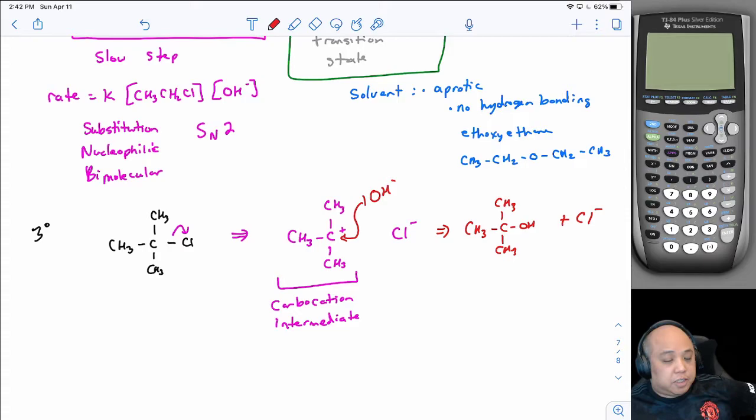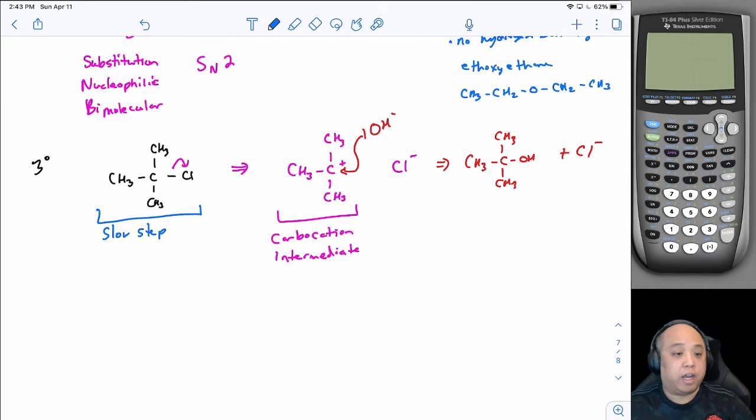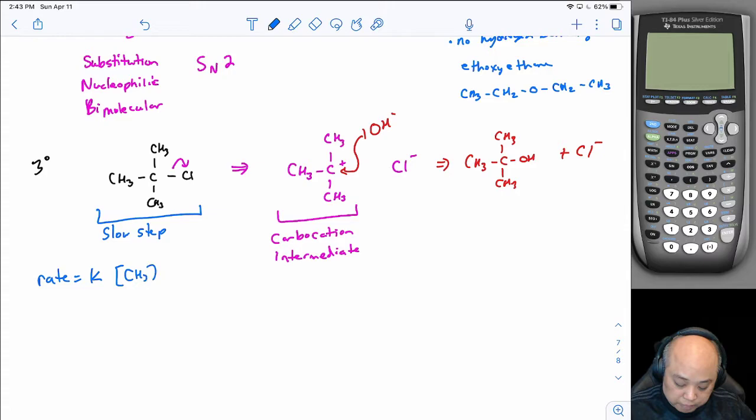Now, in this process, it's kind of a two-step process. You break off the chlorine, and then the OH attacks. But the OH will attack very quickly as soon as the positive charge is present. And so that step happens very quickly. The step that determines the reaction is that first step again. So this slow step of breaking off the chlorine first. And so in this one, because the OH is not participating in the slow step, it only depends on the halogenoalkane.